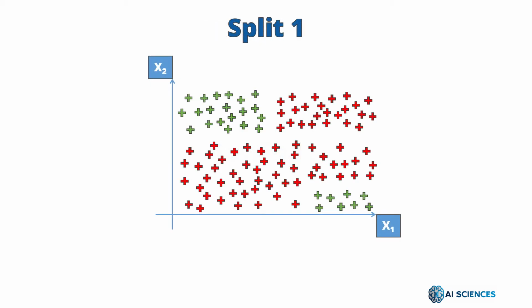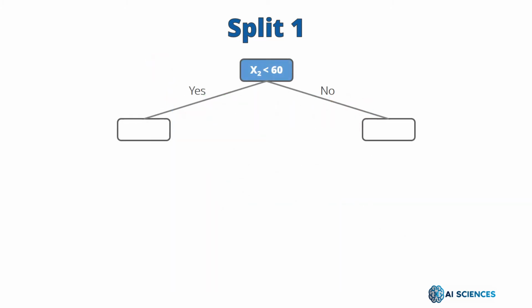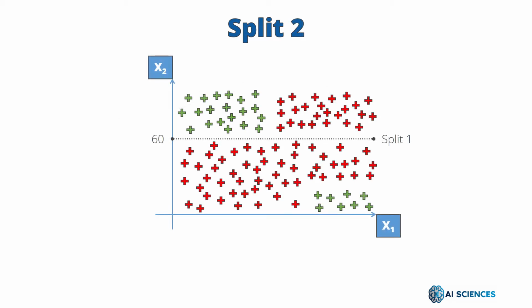So what happened in split 1? When we applied the decision tree algorithm to this graph, at x2 equal to 60, it makes split 1. So we can create a tree according to this information where x2 is less than 60 and it has two probable outcomes, yes or no. Now when x1 is equal to 50, it makes another split, that is split 2. And here you can see the left portion of split 2 is the green crosses, and the right portion of this split 2 are red crosses.